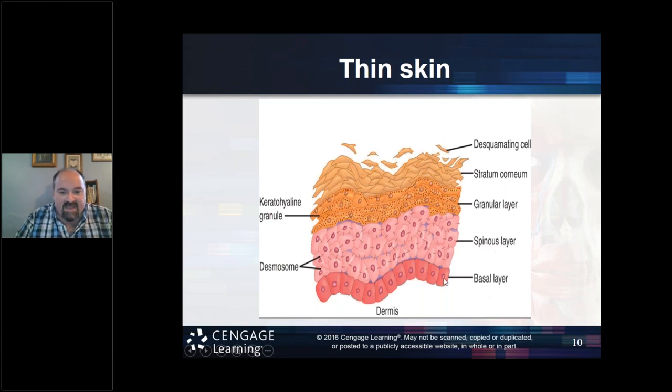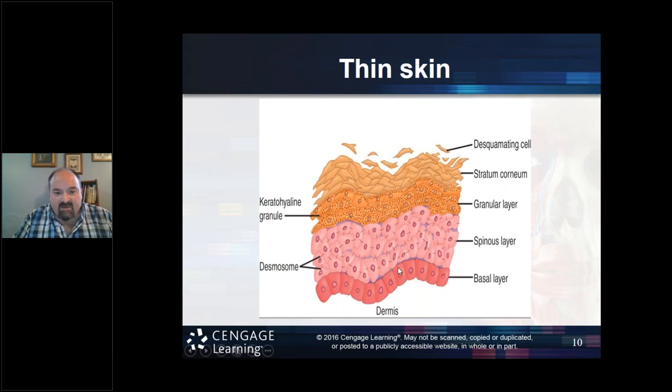Now, you'll see here these are live cells. This is the area where we have much mitosis. Mitotic division is taking place in the basal layer. The stratum basale, the basal layer, is where mitotic division is taking place. This bottom layer is also where we have an interaction with the papillary layer, the dermal papillae, which is very vascular. So we have blood vessels feeding the basal layer, and mitotic division taking place here.